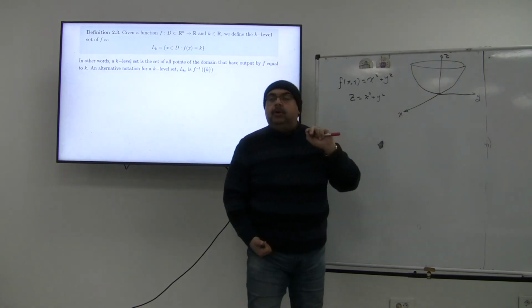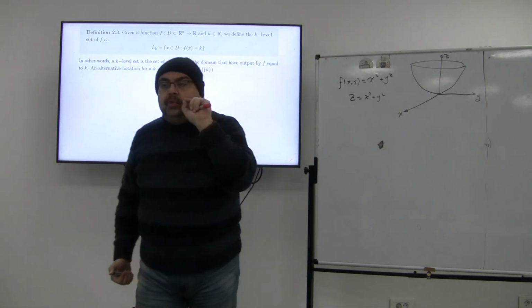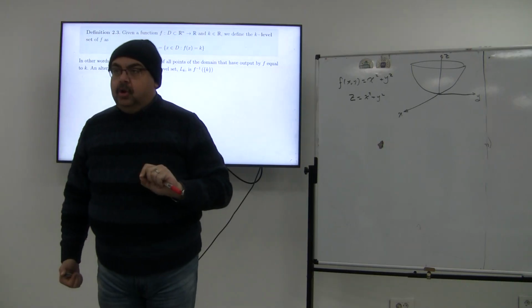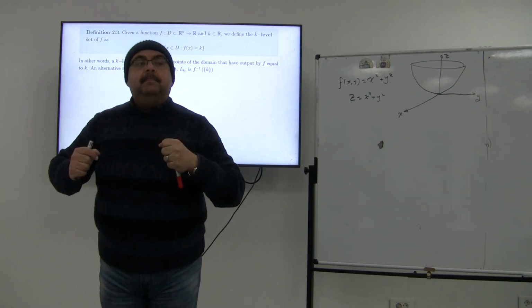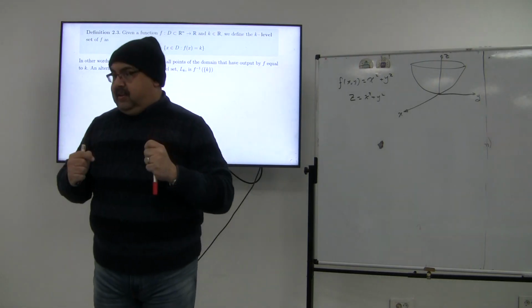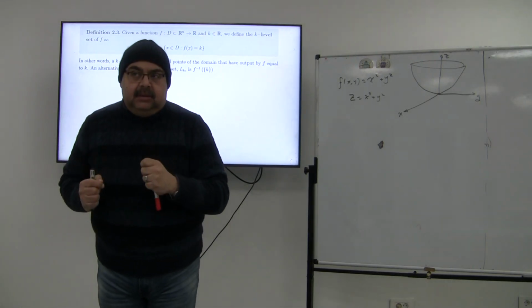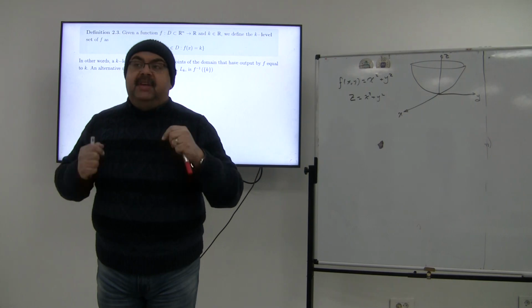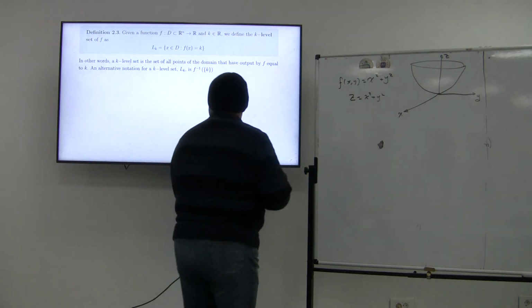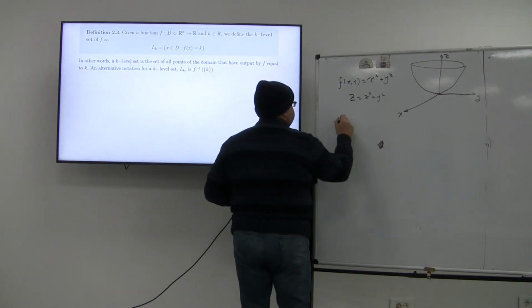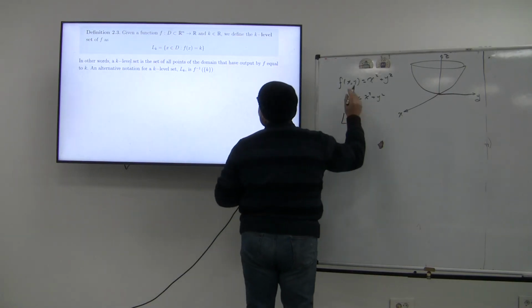If I want to find the level curve, what is meant by the level curve? It is the curve that I will have if I intersect this shape with a certain value for k. Let's say I want to have L2 for such an equation.